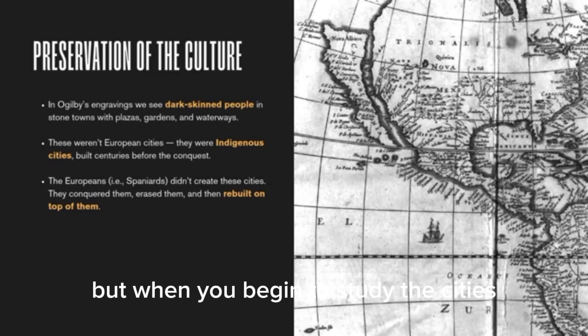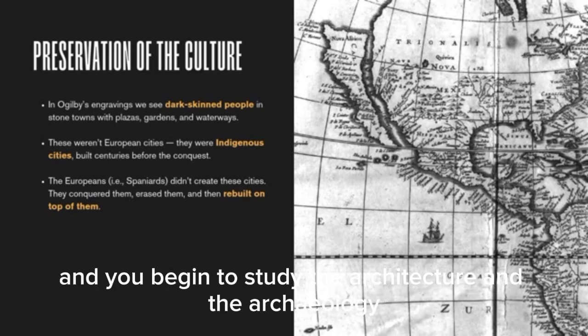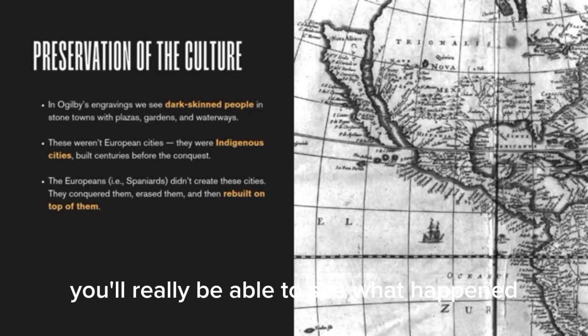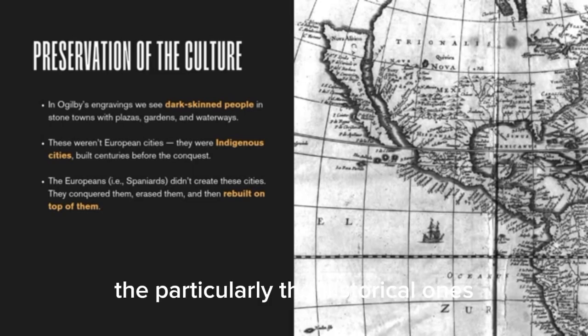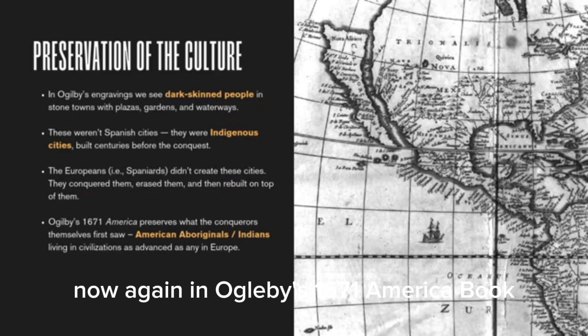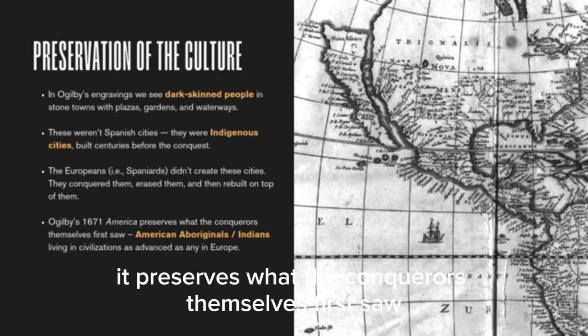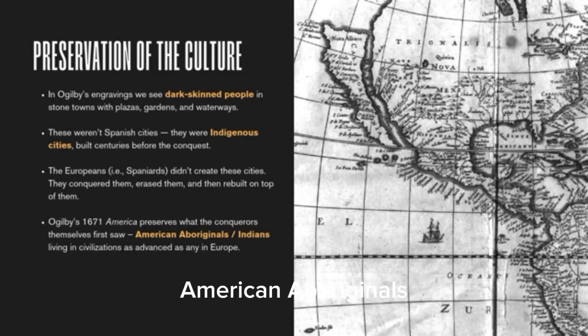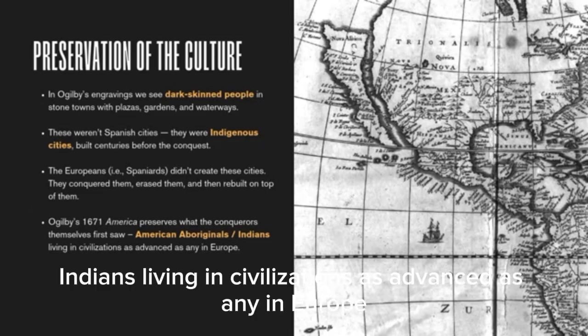But when you begin to study the cities and the architecture and the archaeology, you'll really be able to see what happened. And many of the buildings that we see, particularly the historical ones, have been repurposed. Now, again, Ogilby's 1671 America book preserves what the conquerors themselves first saw: American Aboriginals, Indians, living in civilizations as advanced as any in Europe.